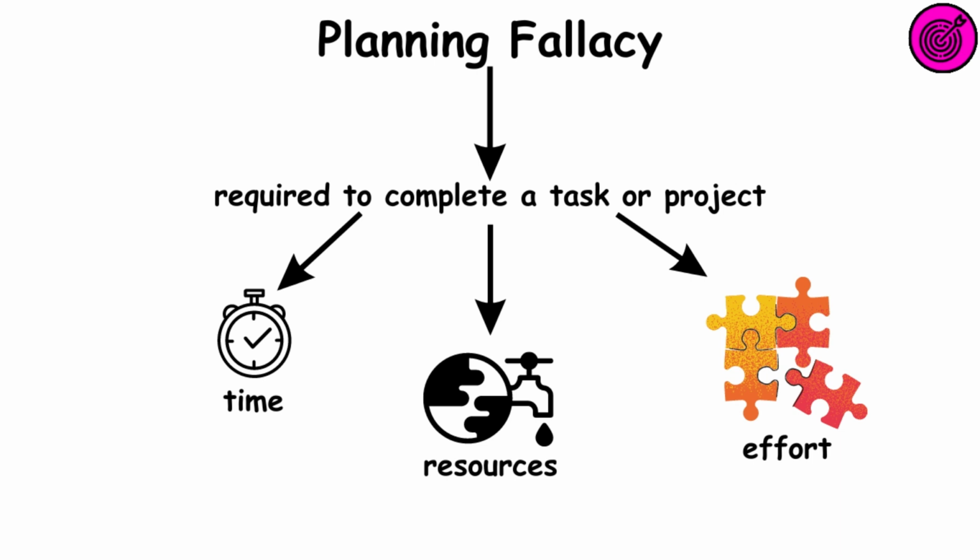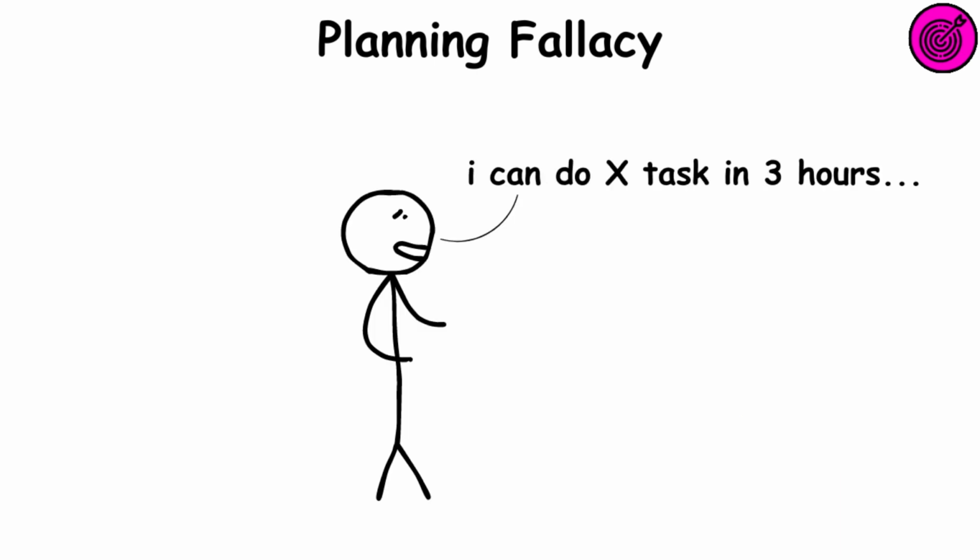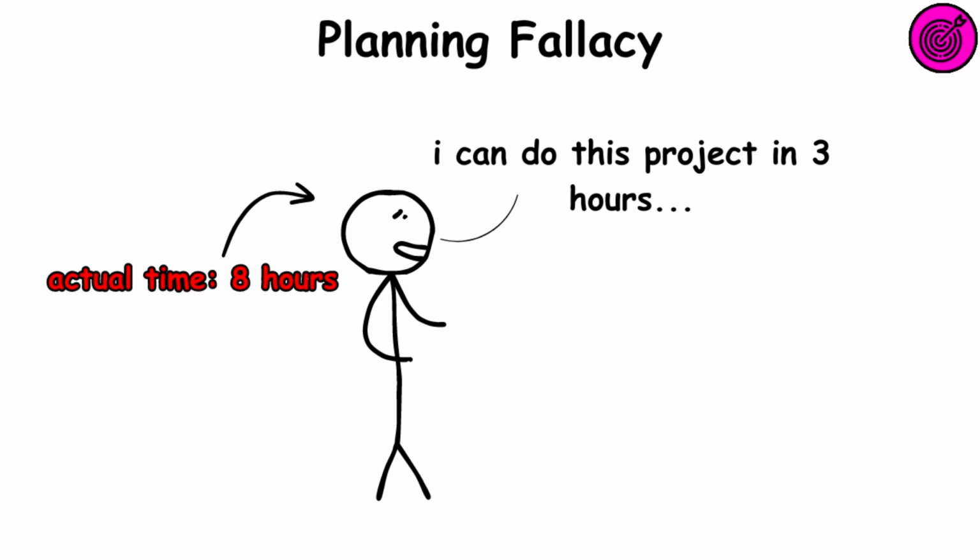Planning fallacy. The planning fallacy is where individuals consistently underestimate the amount of time, resources, or effort required to complete a task or project. Despite past experiences, people tend to be overly optimistic in their predictions about how long it will take to finish a task. For example, someone might underestimate the time needed to complete a project and end up rushing to finish it at the last minute.